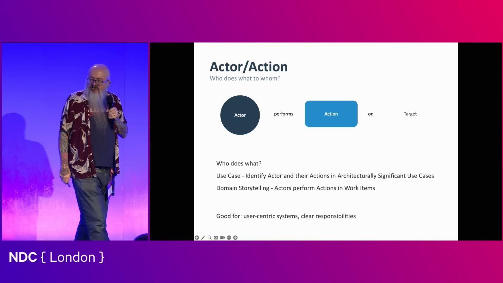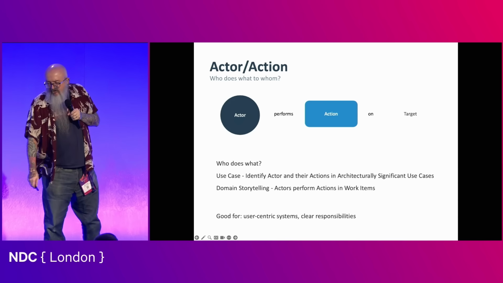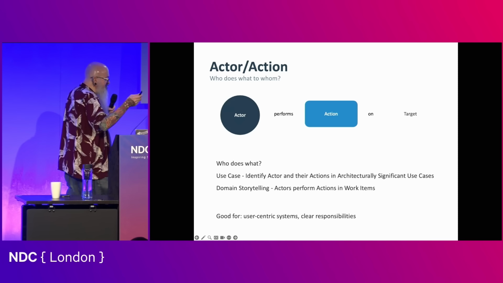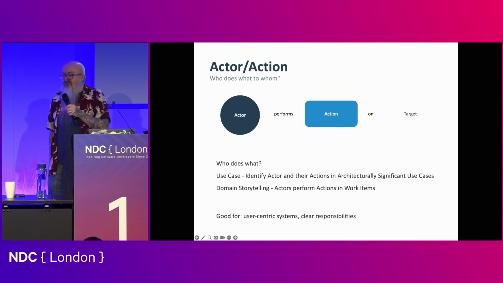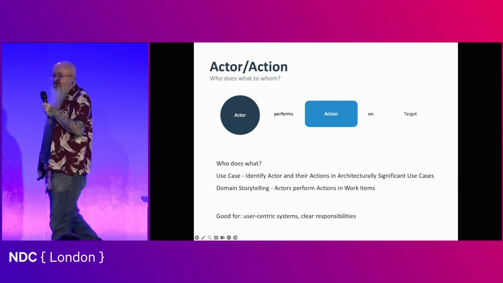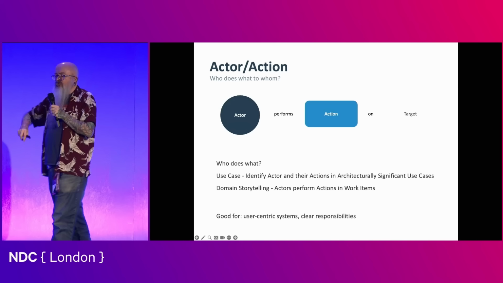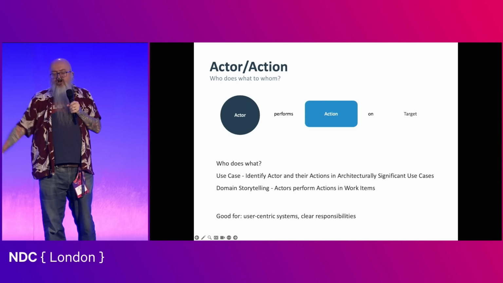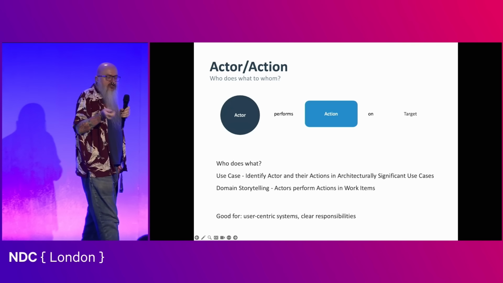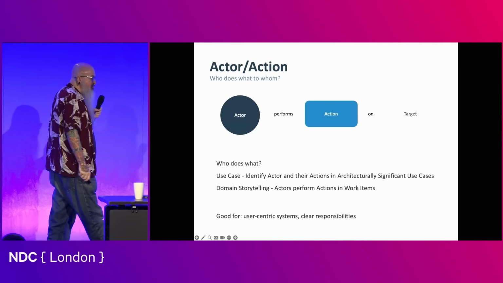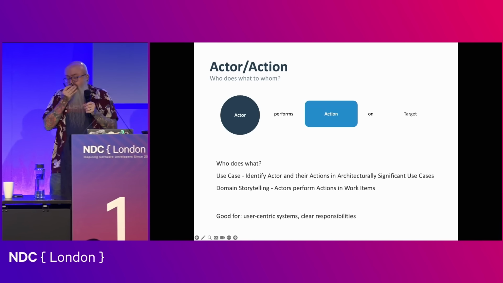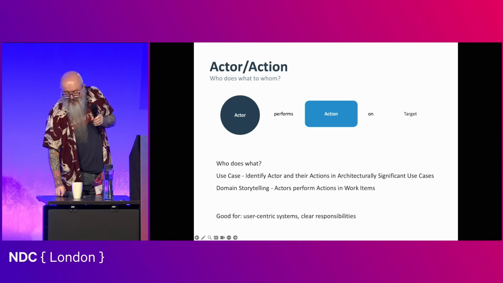Actors and actions. Ooh, poor choice of colors there, Ian. An actor performs an action on a target. So you can divide use cases, domain storytelling, pretty much into this concept that you have the idea of an actor, which might be a system or a person. They want to do something, and they tend to want to do something on some kind of work item, typically, right? And this is usually a good way of thinking about your modular division. If you've got something that's very, excuse me, user-centric.